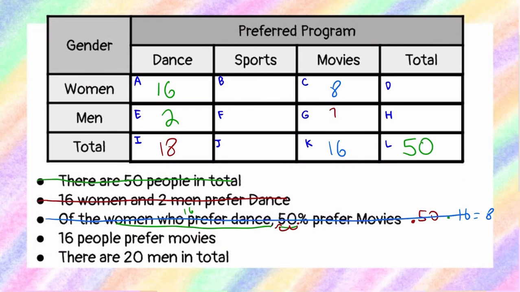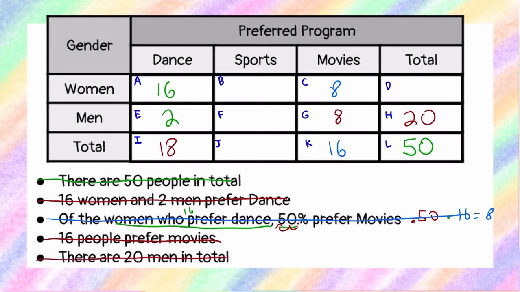Well, if there's 16 people in total, 8 of them are women, so that means 8 have to be men. And that takes care of clue number 4. Let's look at clue number 5. There are 20 men in total. Which box does that go in? That goes in box H. Men in total, we get 20.